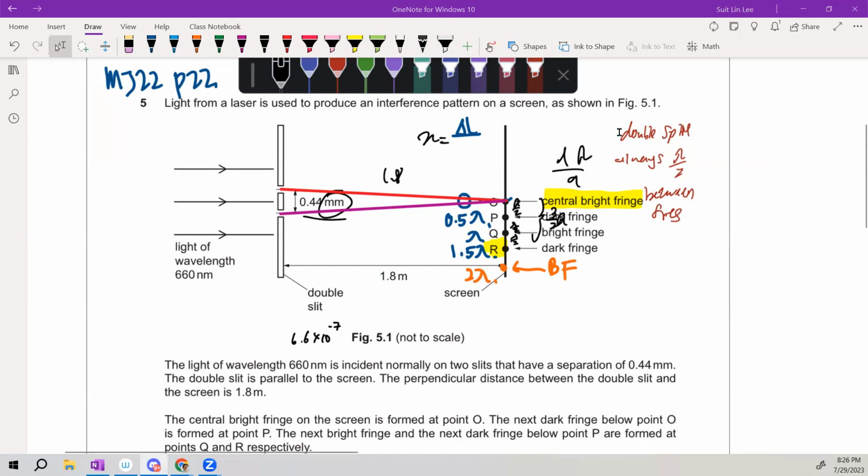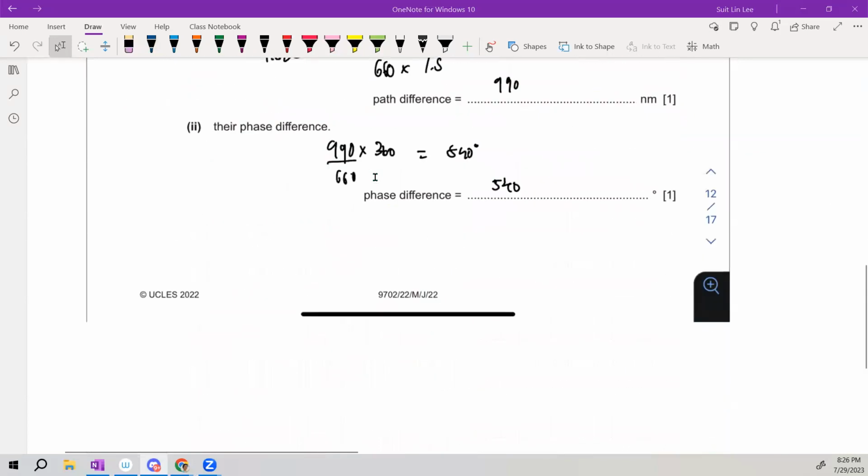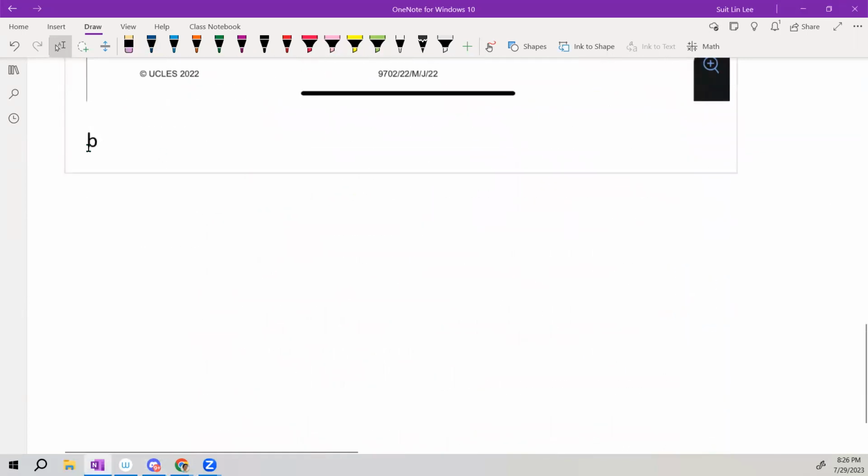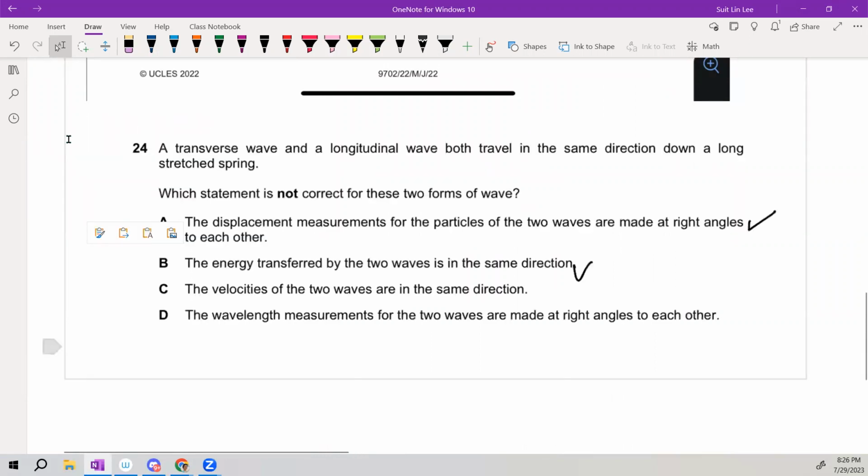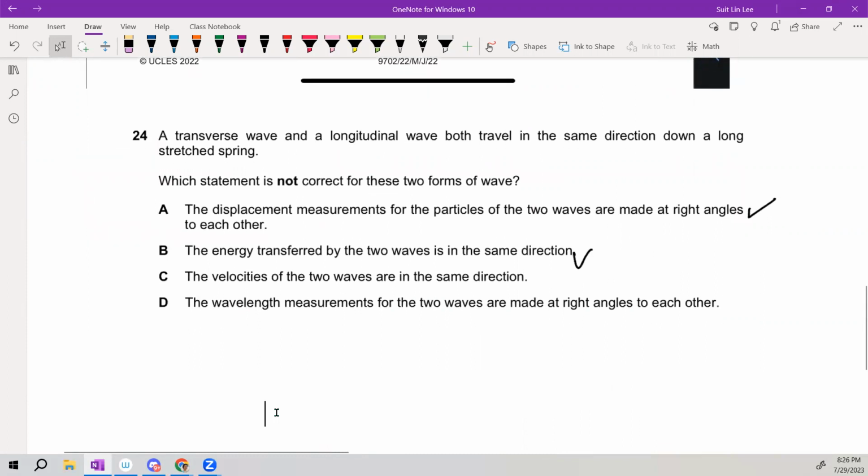So this is an important concept to understand because it's frequently asked: the relationship between path difference and whether you get constructive interference, which is also called bright fringe for light, or destructive interference. Okay, the next question. The next question is a comparison or a statement question.